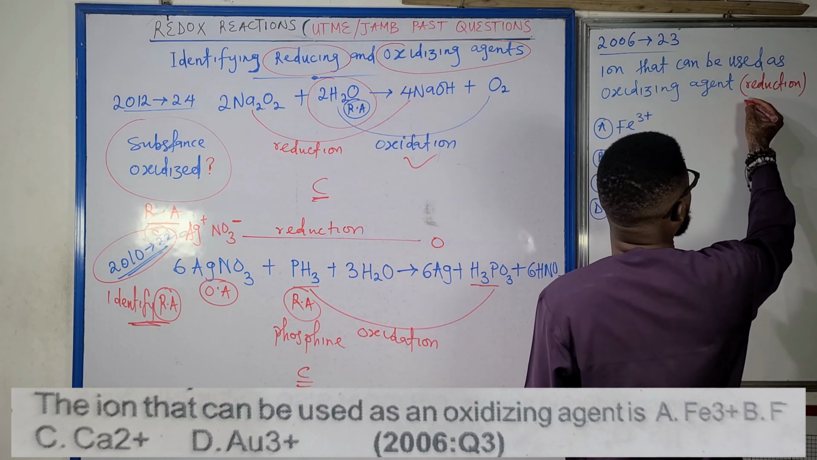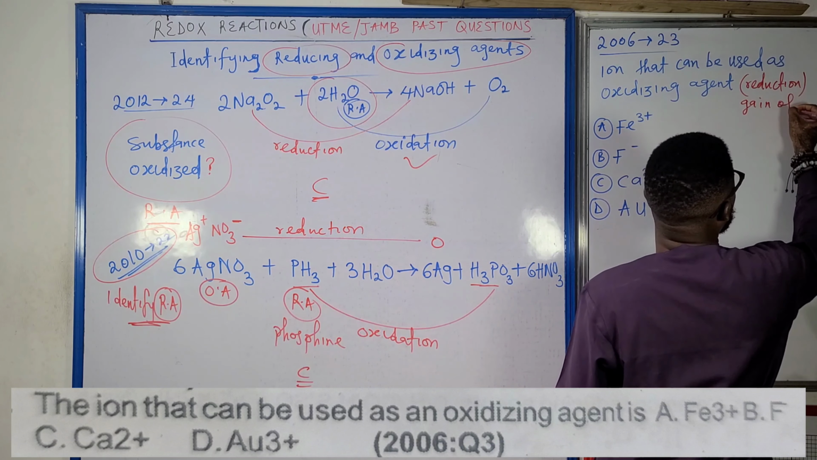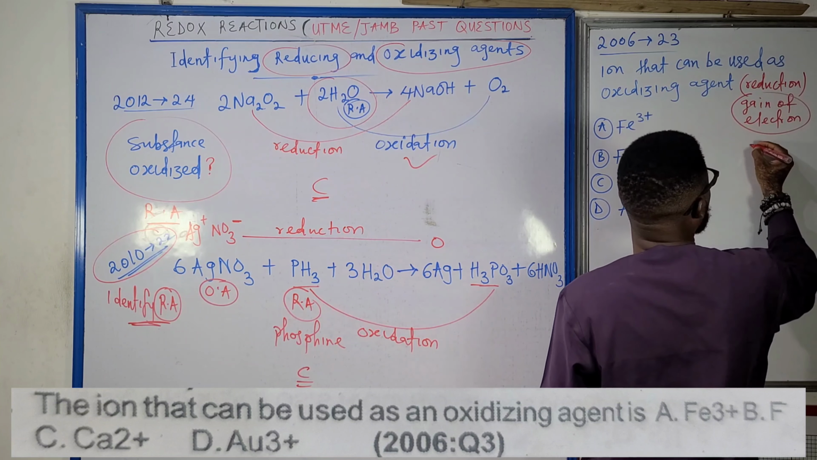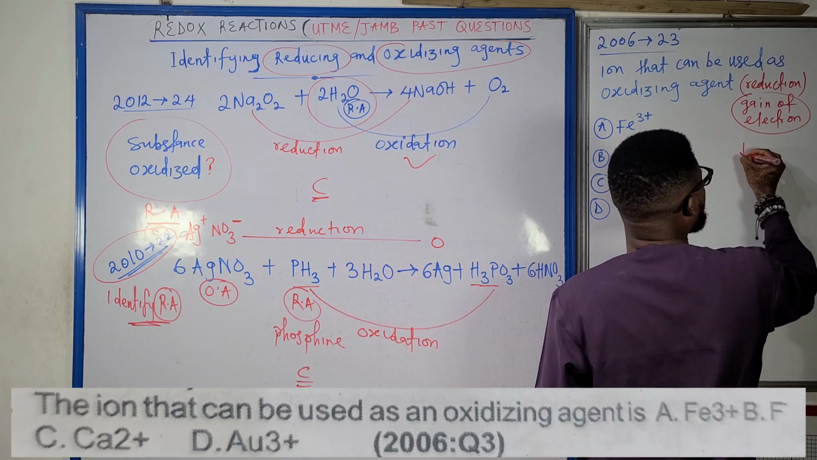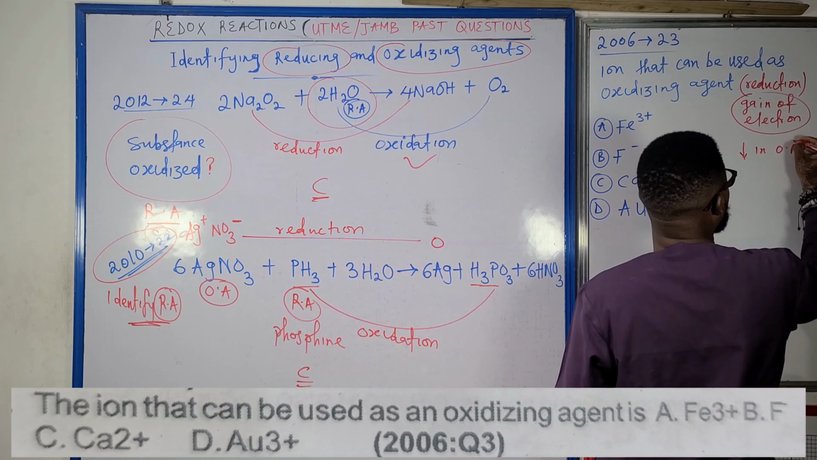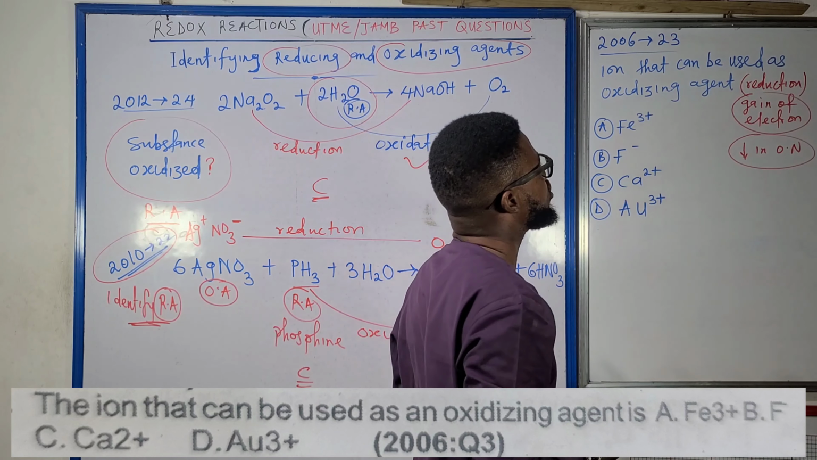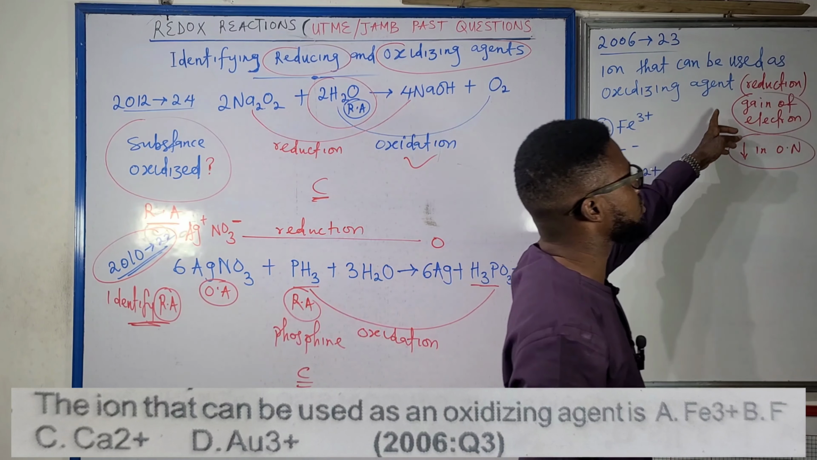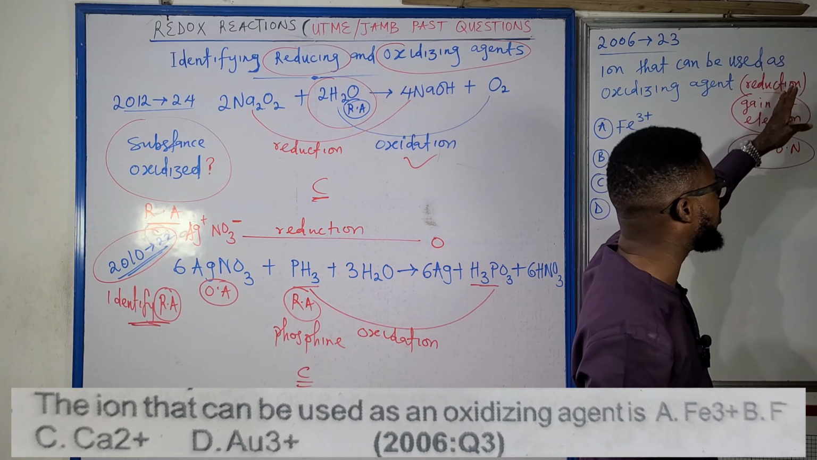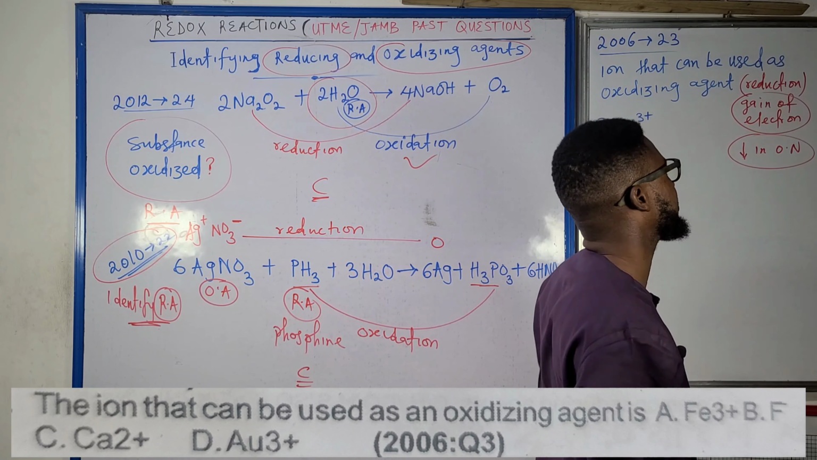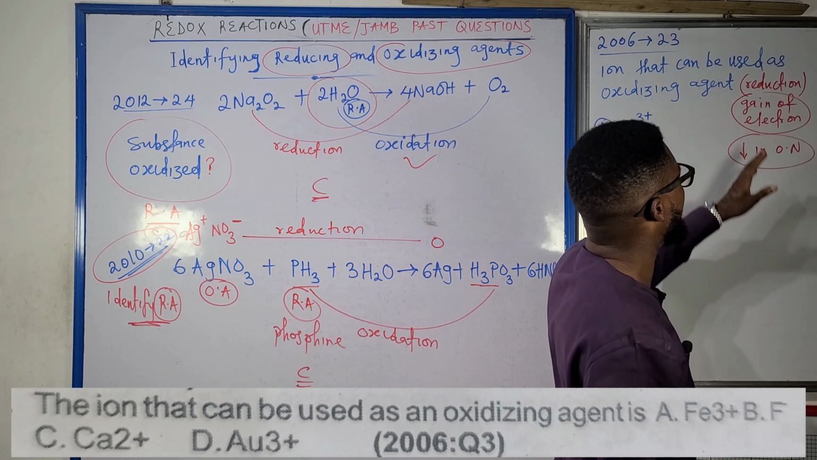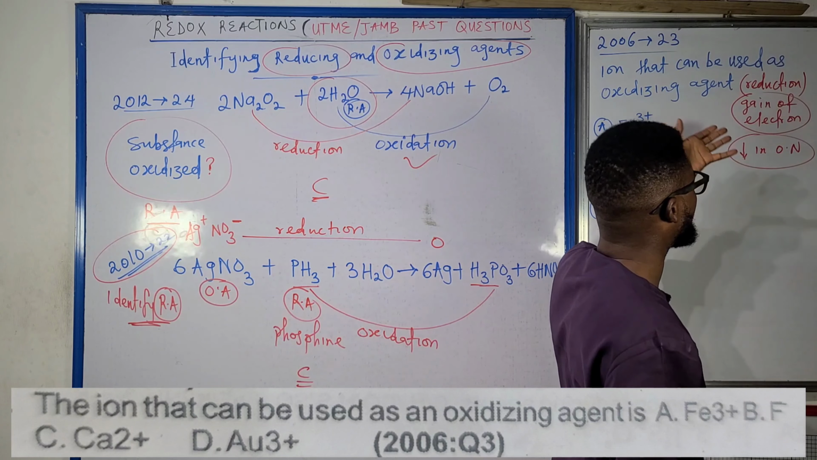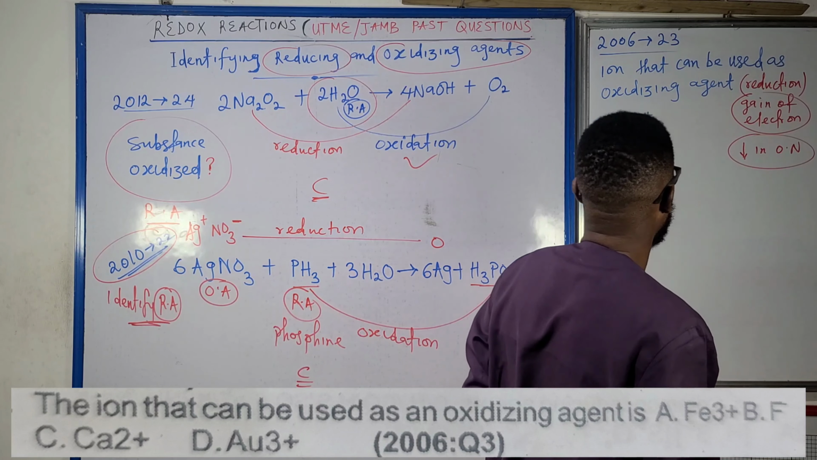You're talking of things like gain of electron. You're talking of things like a decrease in oxidation number. So when you say which of them can be used as an oxidizing agent, you simply imply which of them can undergo reduction, because oxidizing agents will undergo reduction. And what is reduction? If you look at it in terms of electron transfer, reduction is gain of electron. If you look at it in terms of oxidation number concept, reduction is decrease in oxidation number.